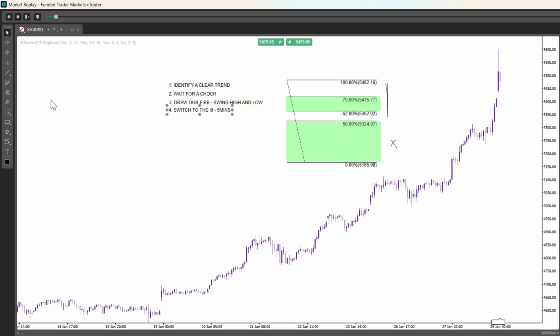Now, if you use this strategy correctly and fully, you target not less than a 1:3 risk reward ratio. So this strategy is not for 1:1 or 1:2. No, at least a 1:3 risk reward ratio. So without wasting your time, let's jump straight into the chart.